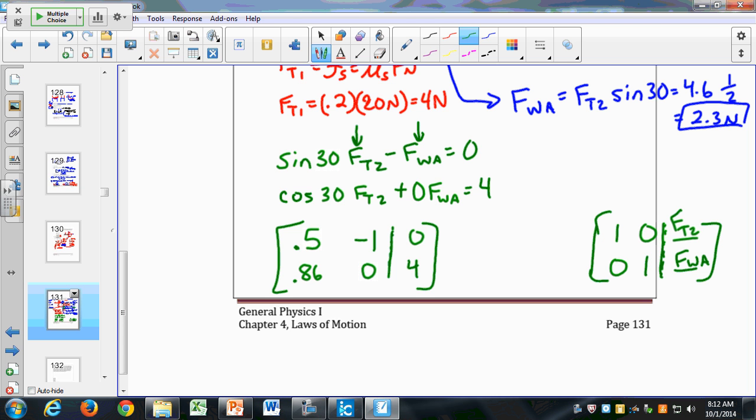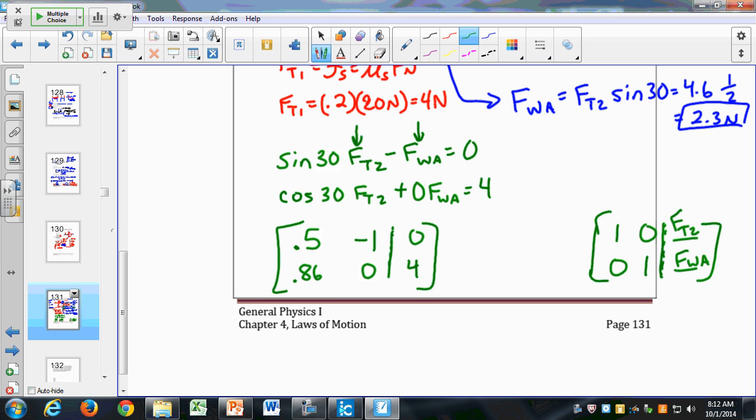If you think about it, the way I've written these equations, it would be like saying 1 Ft2 minus 0 Fwa is equal to some value, and that value will be Ft2. So we can go through this system of maneuvers where we take this matrix, this 0.5, -1, 0.86, 0, and turn it into this matrix, a 1, 0, 0, 1. I call this an identity matrix.